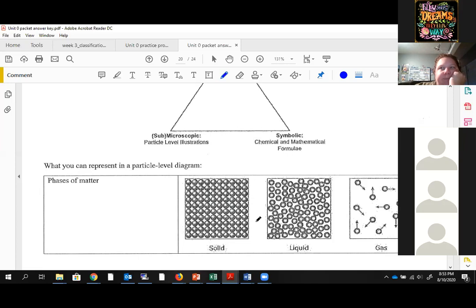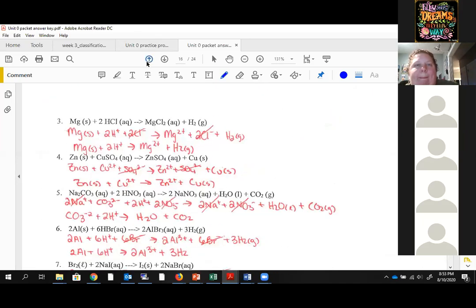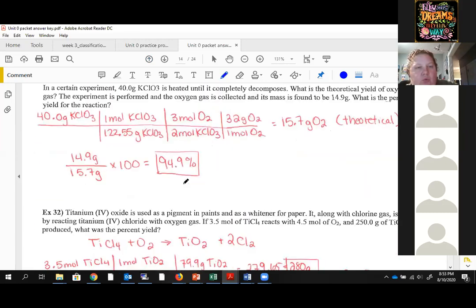Anything else? On page 14 of the packet, could you go over example number 32?